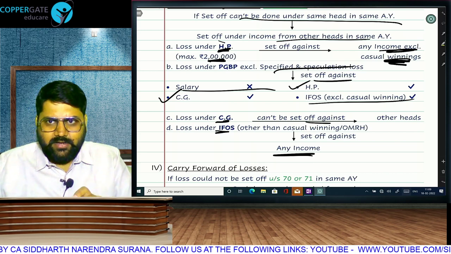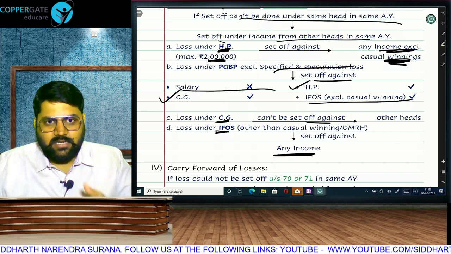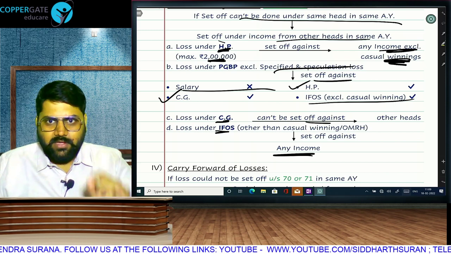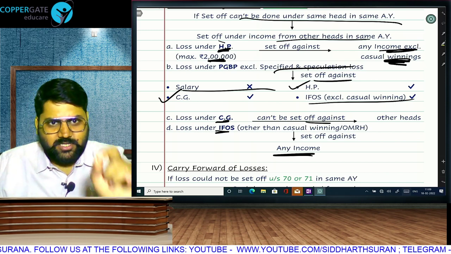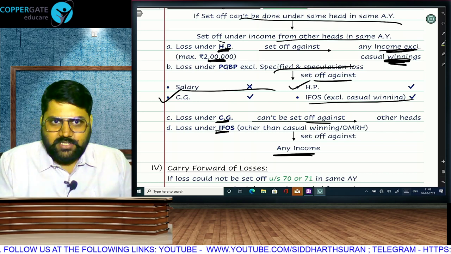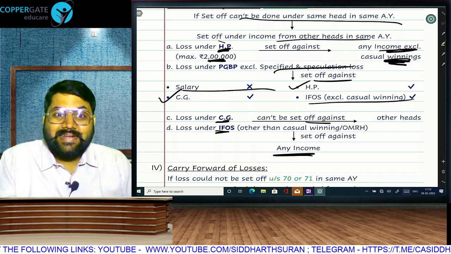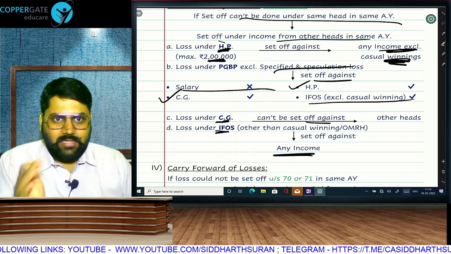So if we have a recap of the first two sections, intersource and interhead: salary cannot have loss. House property, first current year you will adjust in the same head, no restriction, other heads maximum 2 lakh but excluding casual winnings, then carry forward. In PGBP, speculation only against speculation, specified only against specified, other losses against PGBP first including speculation and specified, then against other heads excluding salary and casual winnings, then we carry forward.